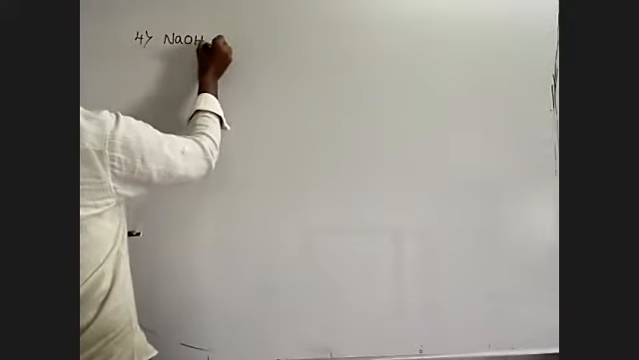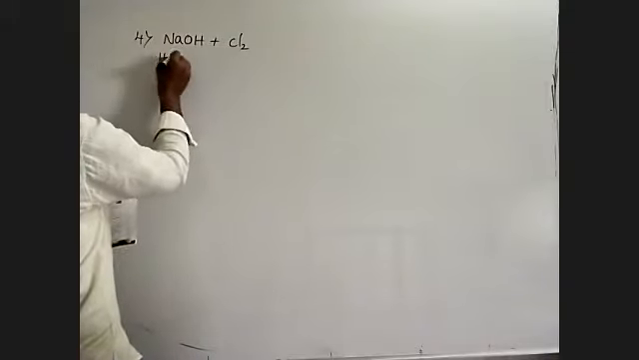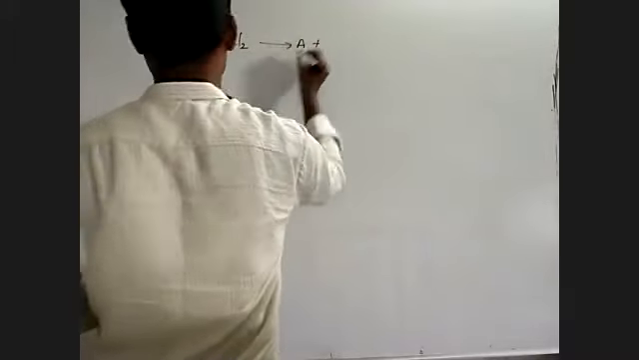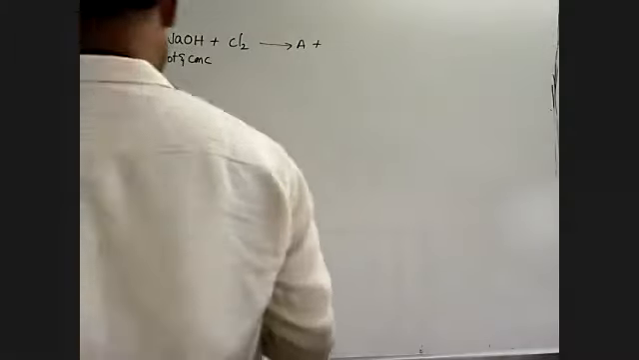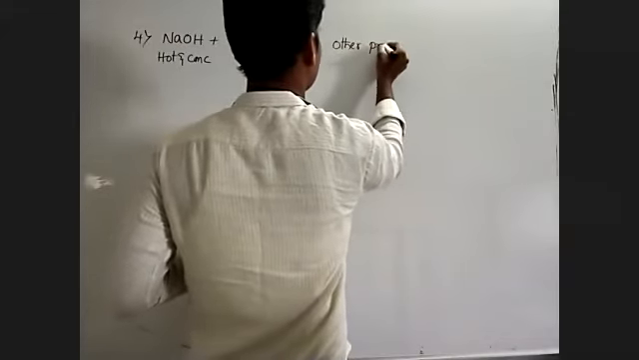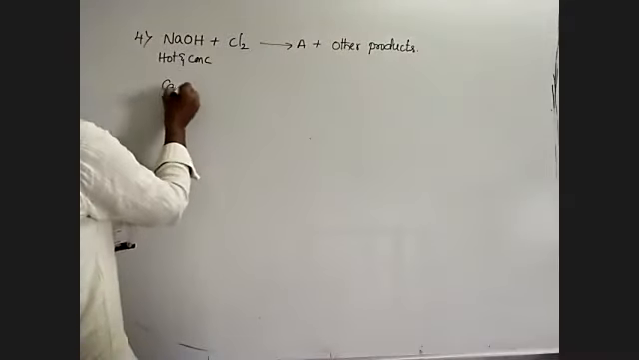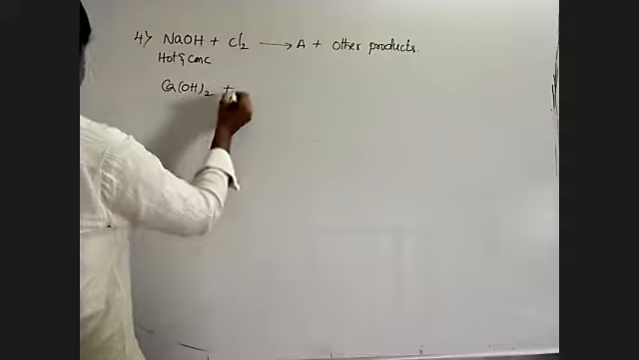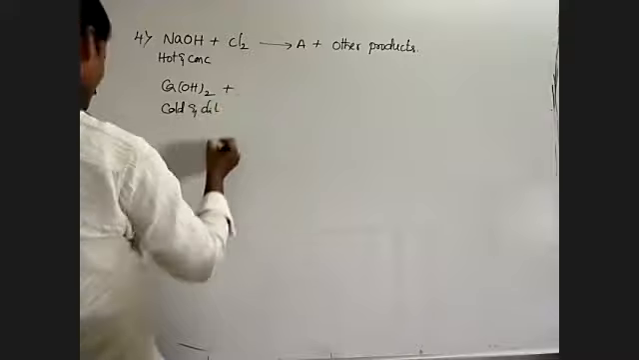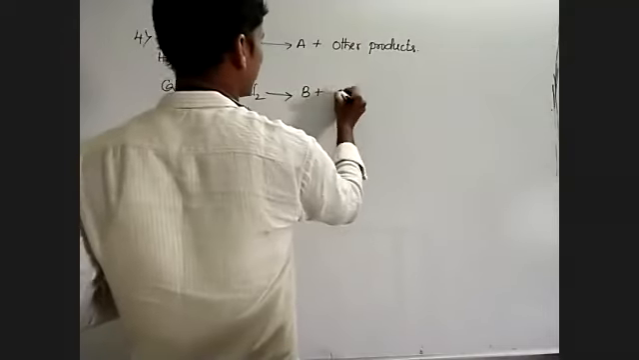NaOH plus Cl2. This is hot and concentrated, gives rise to A plus other products. Next, calcium hydroxide. It is cold and dilute. When combined with chlorine, gives B plus other products.